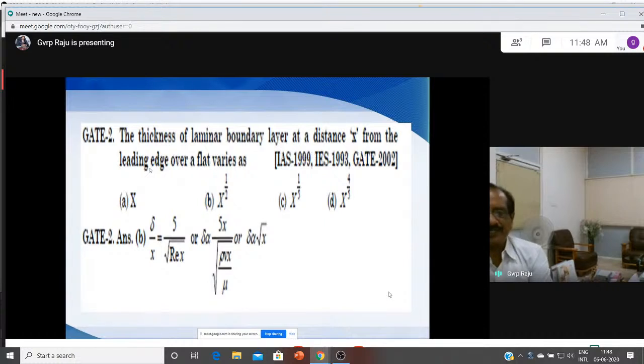The thickness of the laminar boundary layer at a distance x from the leading edge over a flat plate varies as. So the equation is delta by x equal to 5 by square root of Re, or delta is proportional to 5x by square root of Re, which is equal to rho Ux by mu. You can say that it is proportional to x power 1 by 2. So the thickness of the laminar boundary layer is proportional to the square root of the distance x, that is x power 1 by 2, based on this equation.